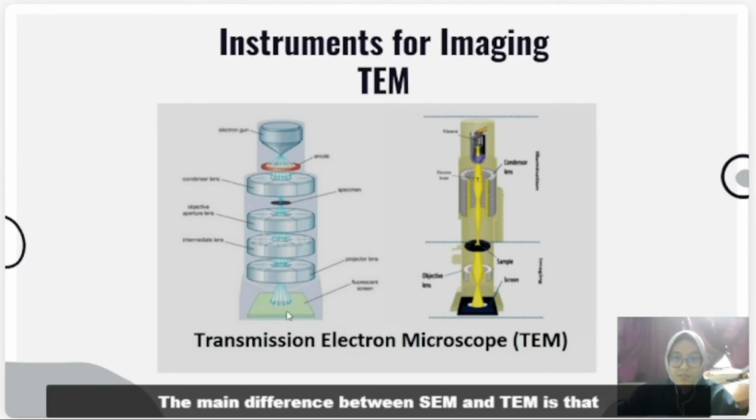The main difference between SEM and TEM is that SEM creates an image by detecting reflected electrons, while TEM uses transmitted electrons that are passing through the sample to create an image.